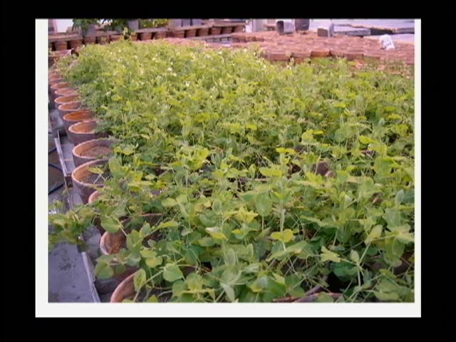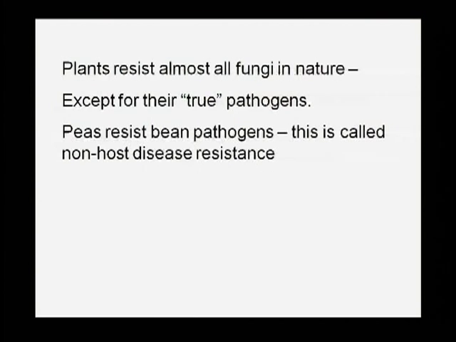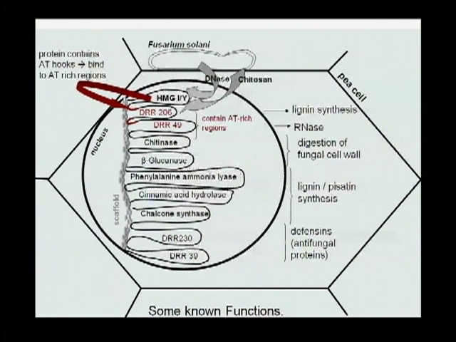How do plants resist disease? Plants have PR genes, or pathogenesis-related genes. What do those pathogenesis-related genes do, and why do they become active? These are the pathogenesis-related genes. Some of them are involved with things like lignin synthesis, or digestion of fungal cell walls, or some intermediary pathways result in the production of a small antifungal compound called pisatin.